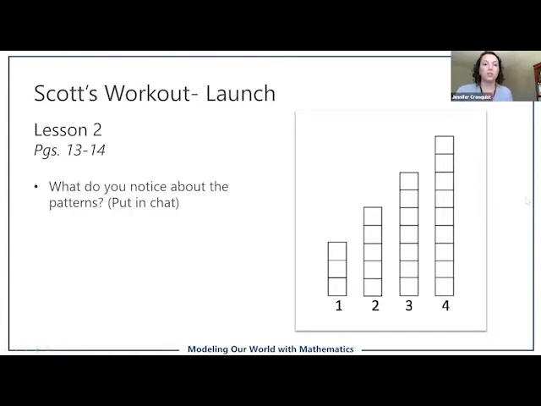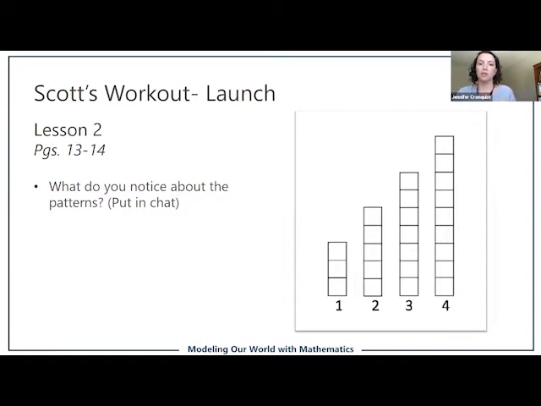So maybe start with, what do you notice about the pattern? So if you want to take a moment and in the chat, what do you notice about this pattern that you are seeing? Okay, a lot of people are saying that it's growing by 2 boxes. Somebody said it's starting with 3. Another person says it is linear. Another person says it is increasing at the same rate.